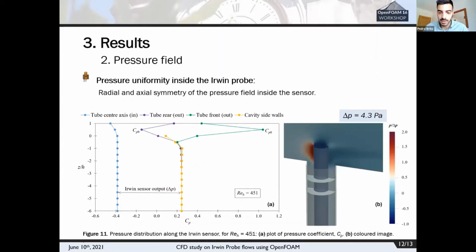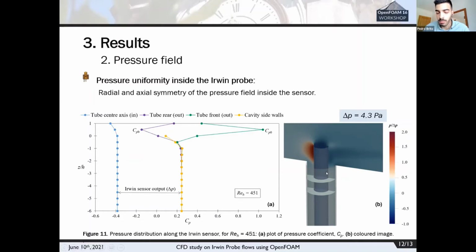And we move on to the pressure field, and there are no great surprises here. As expected, we can clearly see in this plot that a pressure differential arises inside the sensor. This is the line for the inner tube, this is the tube axis, and these lines correspond to this wall and this wall. And of course, the delta P, in this case, was evaluated to be around 4 Pascal. One other conclusion that we have here is that the pressure distribution is also radially symmetrical.